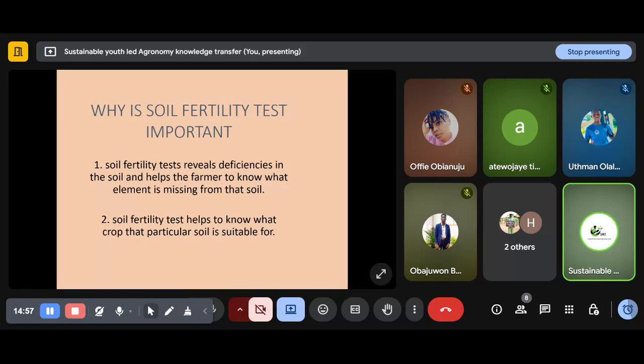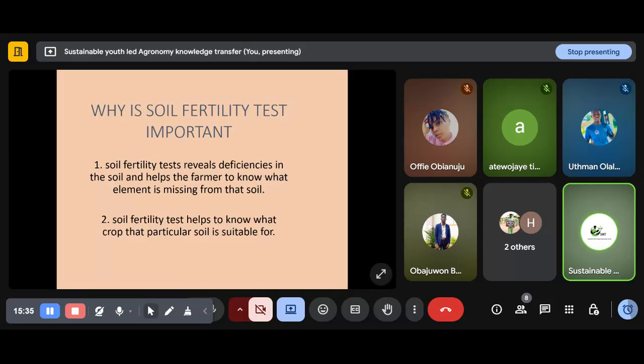Now, why is a soil fertility test important? A soil fertility test reveals the deficiency in the soil, and it helps the farmer know what element is missing from the soil, like I said earlier. So it's more of a revealer. It opens your eyes to know that my soil is lacking nitrogen, so I need to supply more nitrogen, I need to give urea. My soil is lacking potassium, and this particular crop I am growing needs more potassium, so I will apply more potassium.